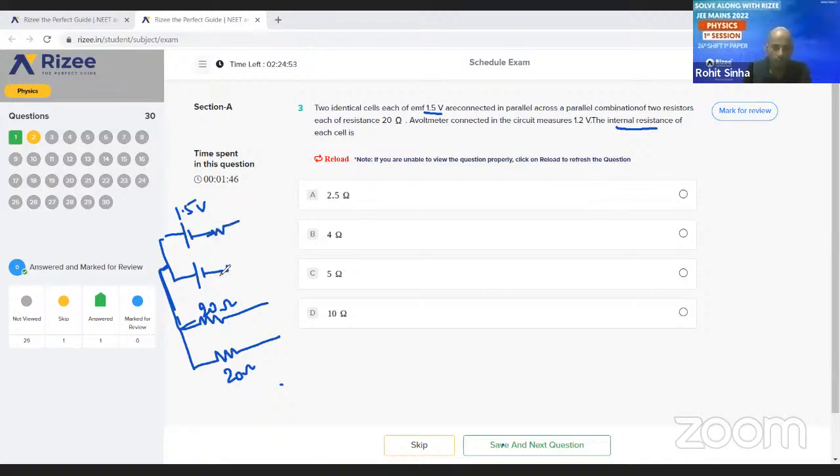Since the cells are identical, we can write the internal resistance as R for this one and R for this one. They are connected like this. It is also telling that a voltmeter is connected. So what will the voltmeter read? The voltmeter will read this voltage. This is the question I have drawn for you.